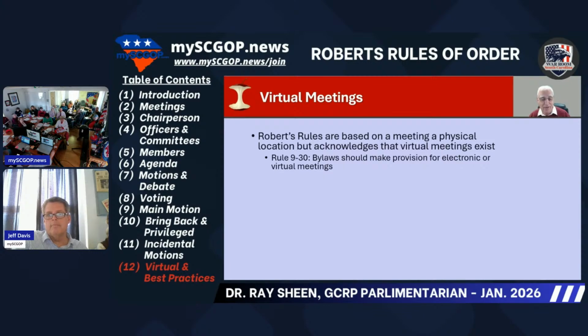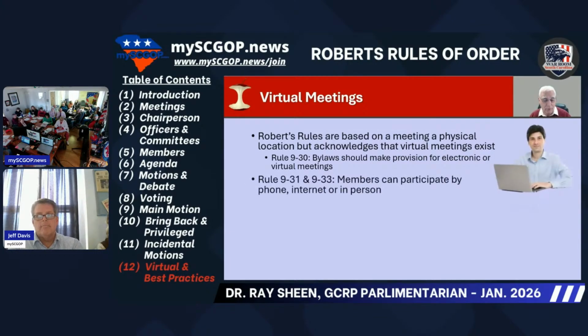However, Rule 8-2 notes that the organizational bylaws should clearly state that virtual or electronic meetings can occur. That point is reiterated in Rule 9-30. According to Rules 9-31 and 33, the bylaws should identify that members can participate by telephone, internet, or in person. In fact, one meeting can include members using all three methods. Further, the bylaws should allow electronic aids to be used when conducting the meeting.